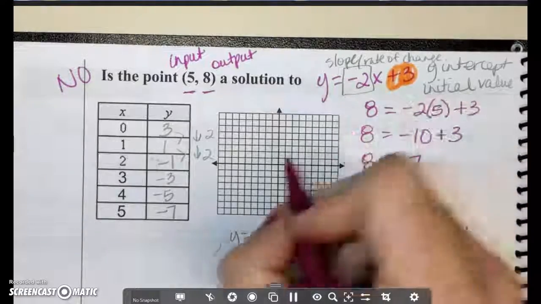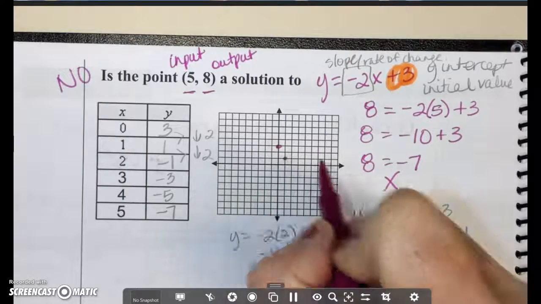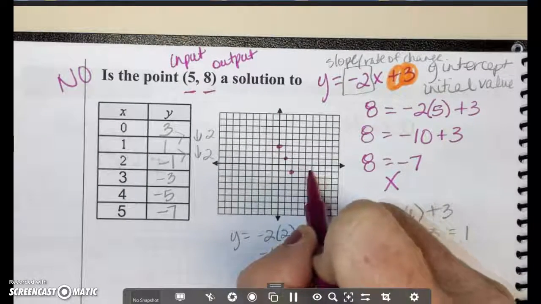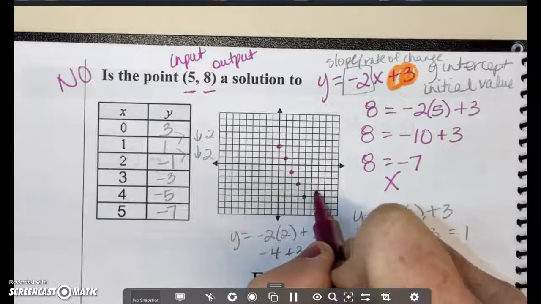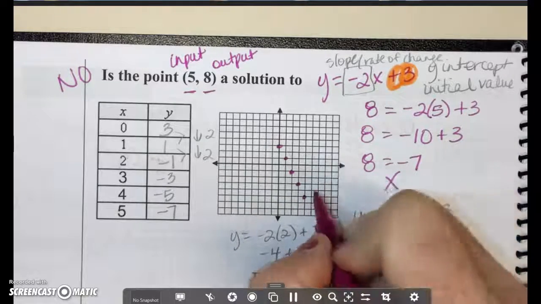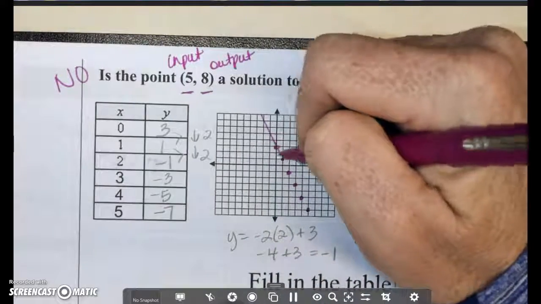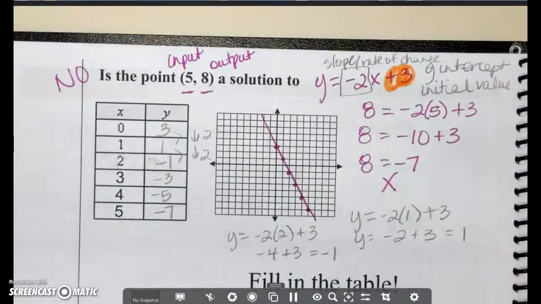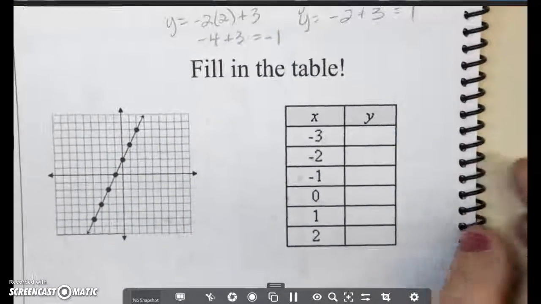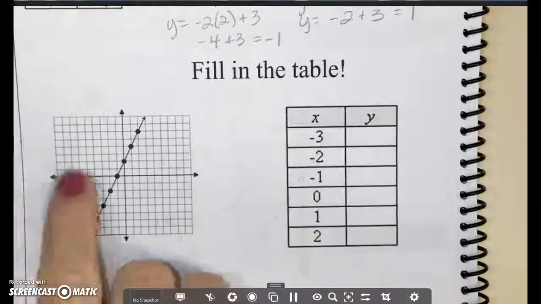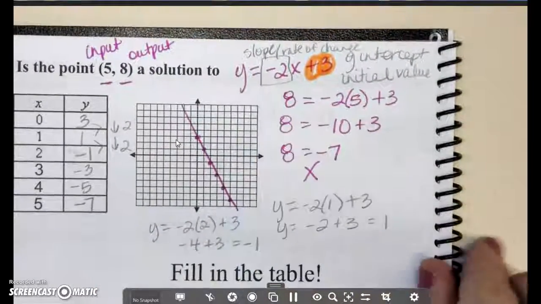And then we can graph those points. So we have 0, 3, 1, 1, 2, negative 1, 3, negative 3, 4, negative 5. Oh, that's right. And 5, negative 7. And there's our nice straight line. We are good to go. Okay, so then I want you to, below, fill in the table from this graph and see if you can come up with an equation that looks something like the one we came up with here.